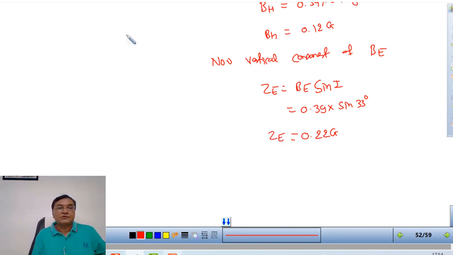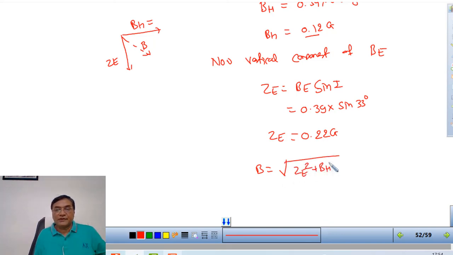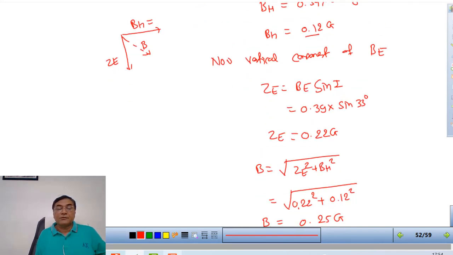So now, this is BH. What was that value? This value. And this is the ZE. Because of the cable this has changed, otherwise here what do I have to take, HE, but now HE has changed because of the cable, so this is now the resultant. So B is equal to root of ZE square plus BH square, so root of 0.22 square plus 0.12 square. So if you simplify all this, you get 0.25 Gauss. That is the magnetic field because of the presence of all these things.